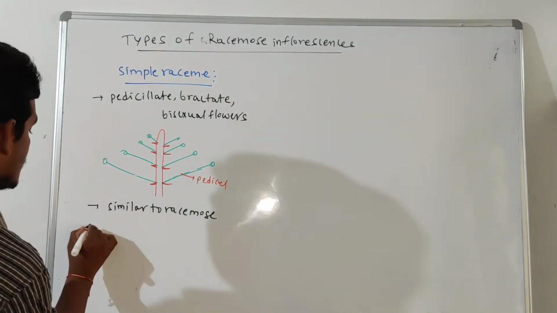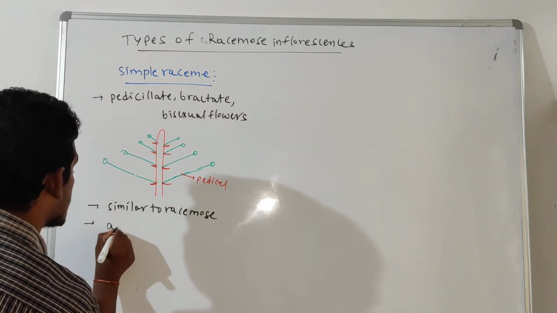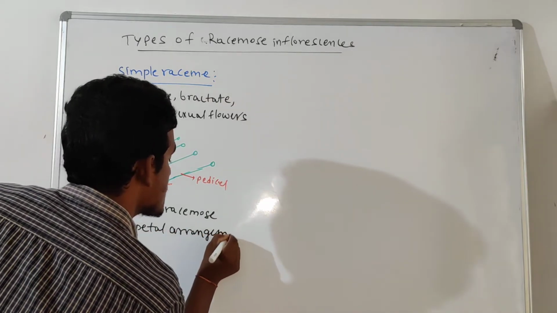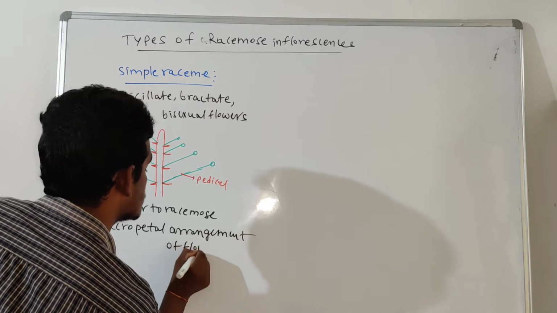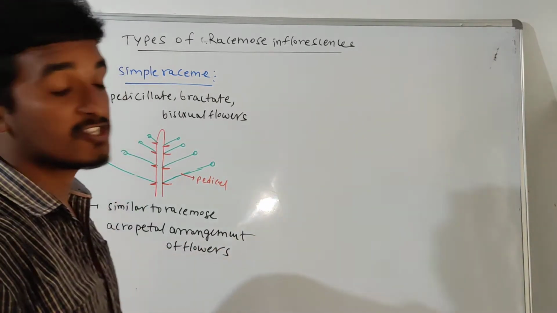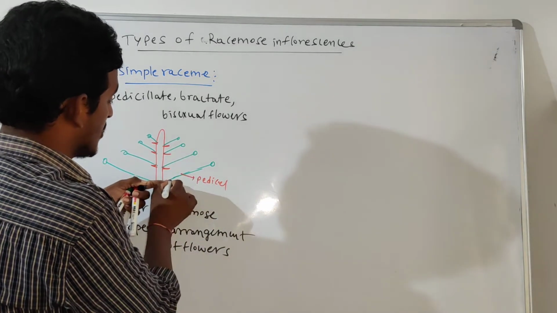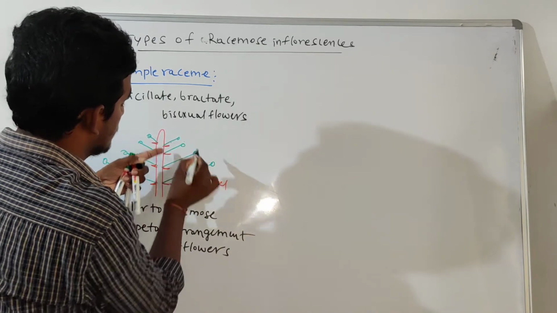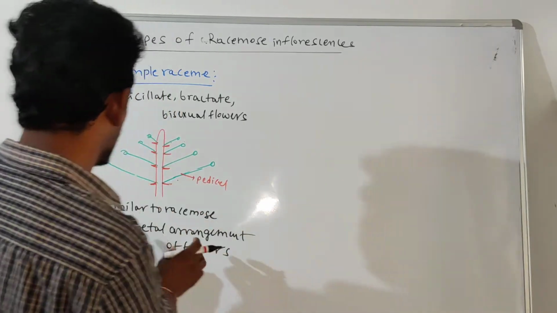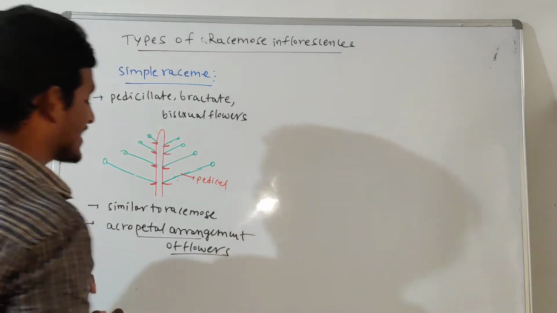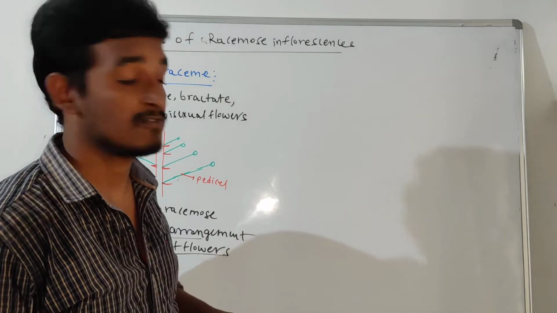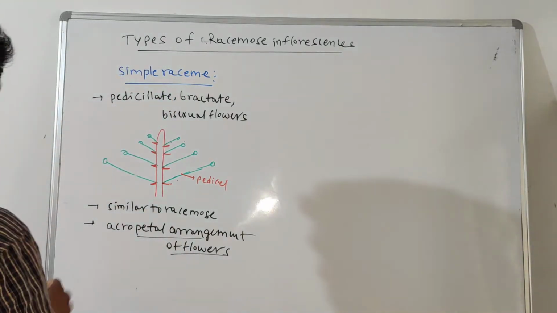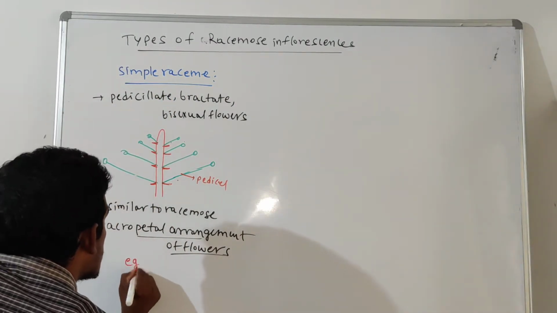So here the simple raceme inflorescence also shows an acropetal arrangement of flowers. We already know about acropetal arrangement. Towards the lower side these are older flowers, and these are younger flowers. Towards the apex these are small in size and these are large in size. So the type of arrangement we call is an acropetal arrangement of flowers, right? Examples for a simple raceme inflorescence are crotalaria and mango.